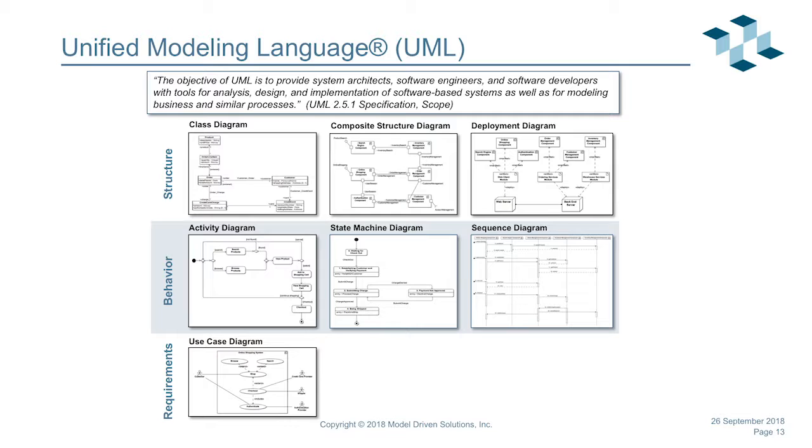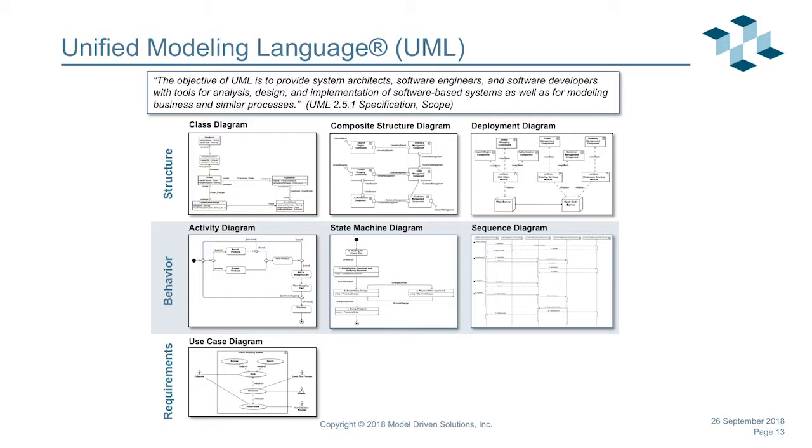So what do I mean by modeling these sorts of things? Well, there's three basic kinds of diagrams. UML is primarily, not entirely, but primarily a diagrammatic language with textual annotations. The first set is structure diagrams.